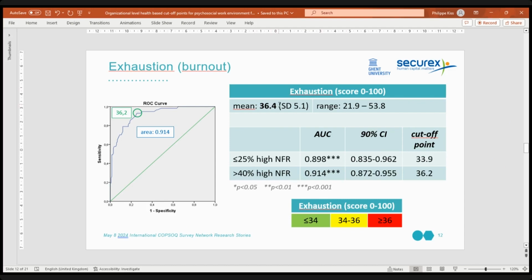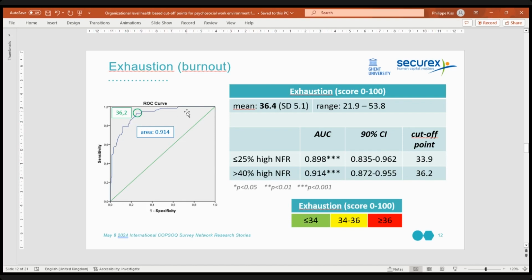The mean score for 190 patients is 36.4, with quite a broad range. The cutoff point for belonging to the 25 percent very good guys is 33.9. For belonging to the bad guys it is 36, with a very good area under the curve. The asterisks show the degree of significance of the difference between the blue line and the green line. I show you here the ROC curve of the figure for the 40% analysis, and you see this point here.